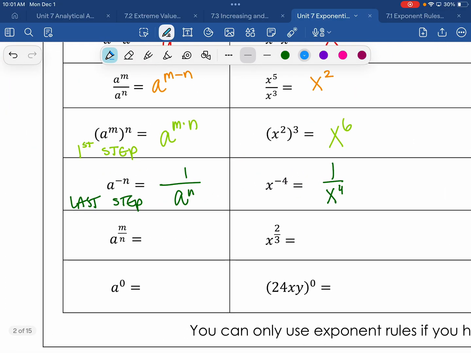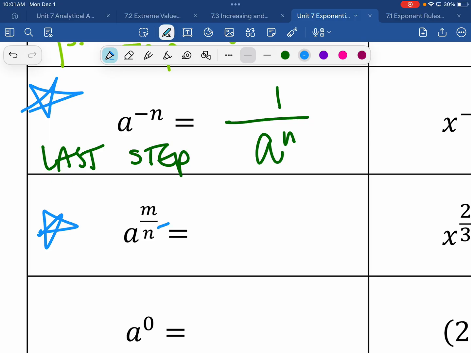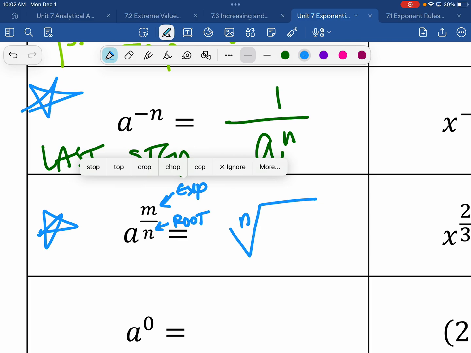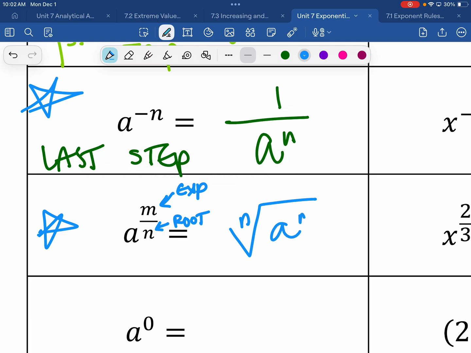The next one, this guy here, and the negatives, those are probably the 2 biggest exponent rules that you're going to see in AP Calculus next year. So negative exponents and fraction exponents are the 2 things that you're going to have a lot. What the fractions are going to do is they're really just roots. The bottom number is the root. The top number is the exponent. And so I can rewrite this as the nth root of a to the m power.